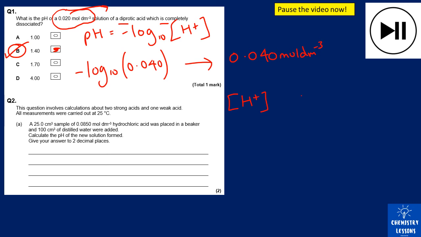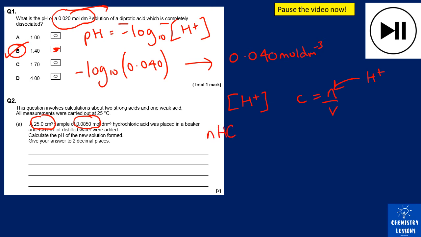Now concentration is moles divided by volume. So what we're going to do is find the moles of H plus, and the H plus is coming from the acid. So moles is concentration times volume. So I'm going to find my moles of H plus. Now I know my volume and concentration of HCl. It's monoprotic. I know that HCl is monoprotic. So if I can find my moles of HCl, I'll know my moles of acid.